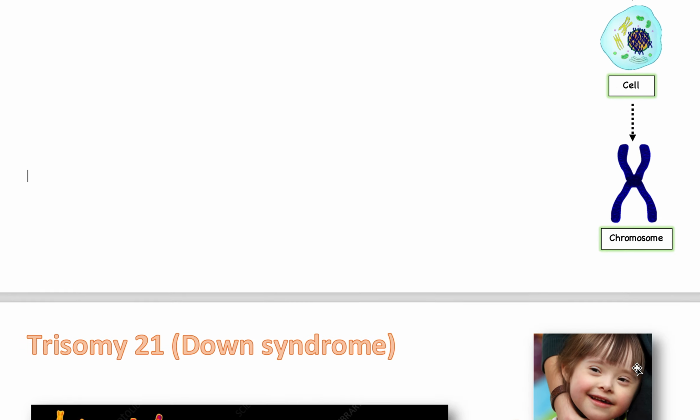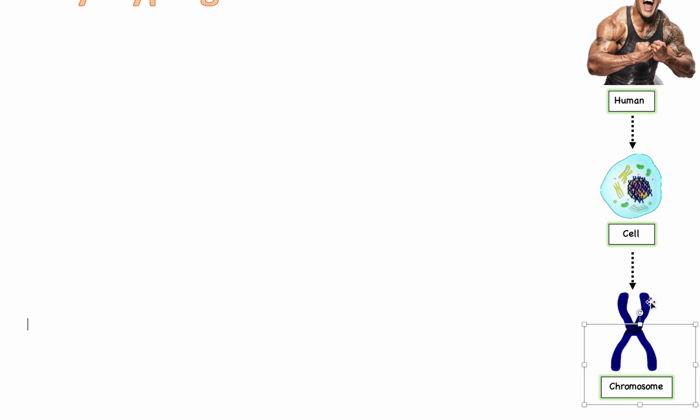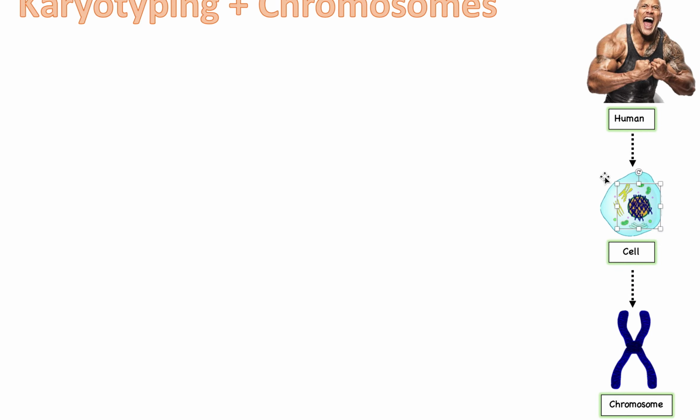So let me show you here. It's organized into chromosomes, many of these. So if we look closely, we can see that we have many of these chromosomes. So we don't just have one. Specifically, humans have 46 chromosomes.